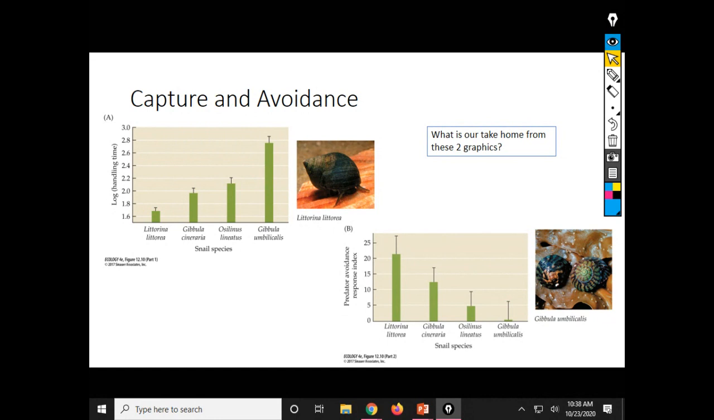Okay, let's give this a try. So what is graphic A telling me? Well, what's on my x-axis? Snail species, right? So I have four different snail species. And as the pictures show me, we must be looking at different shaped shells. Okay, so what's on my y-axis? Handling time. In fact, increasing handling time, right?